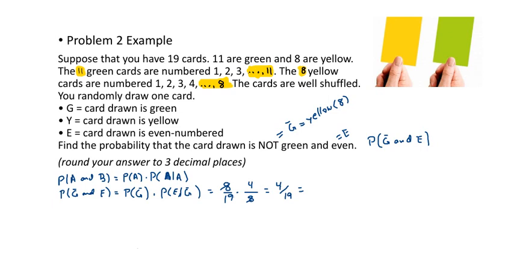If we round that out, of course, doing my calculator out, 4 divided by 19 gives us 0.211 approximately, which is what we would enter in Canvas.